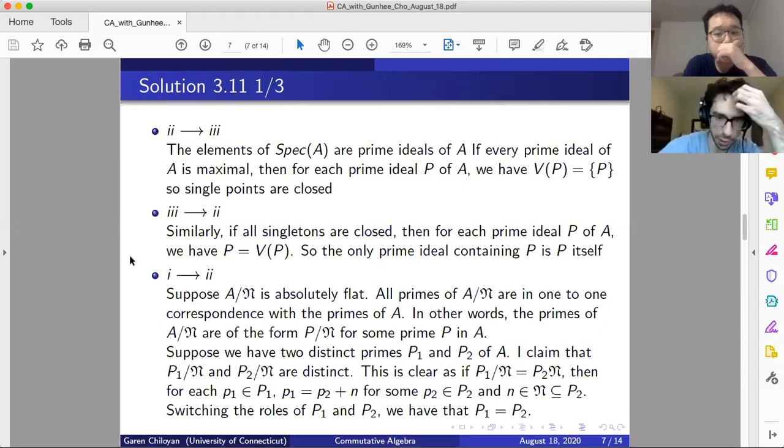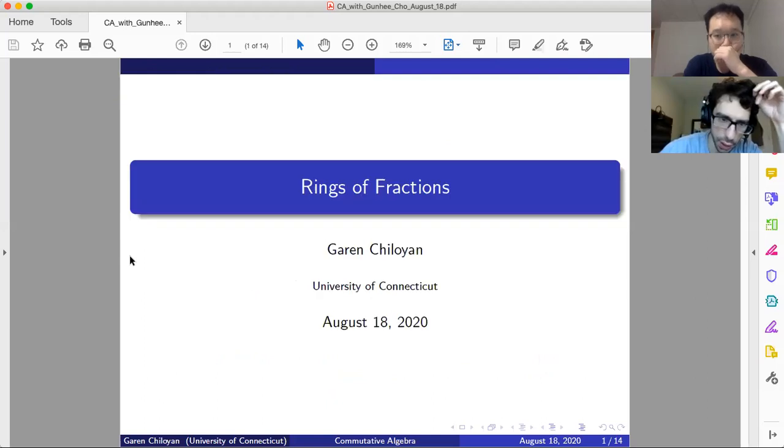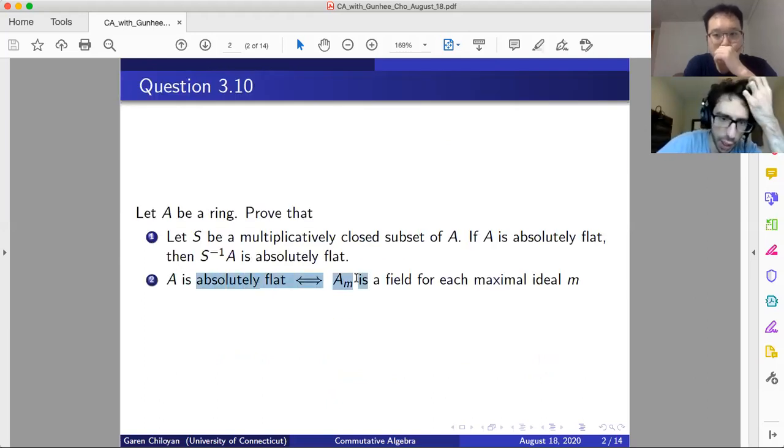So how does this help you? Remember what we did here. I'm going to prove that A mod n is flat by proving A mod n localized at m is a field.